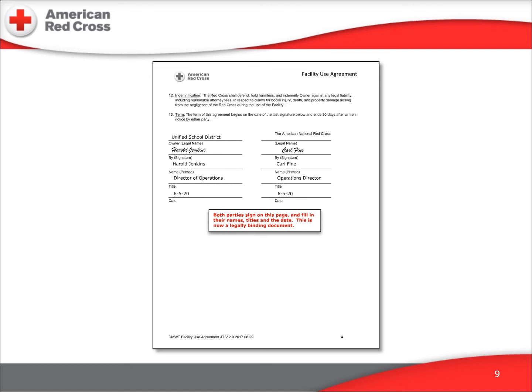On the last page, the full signatures of both parties. When signed, make a copy of the agreement for the representative of the facility and give the original to the facility staffer at the chapter or region.